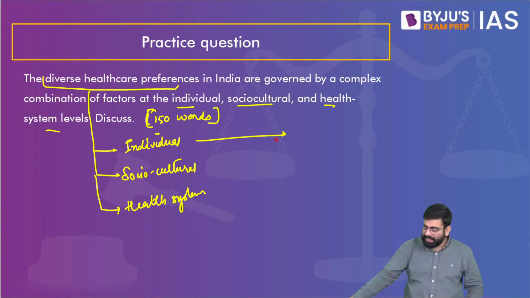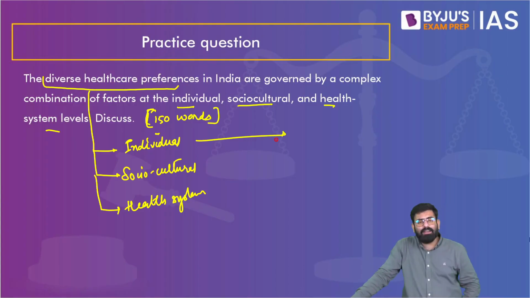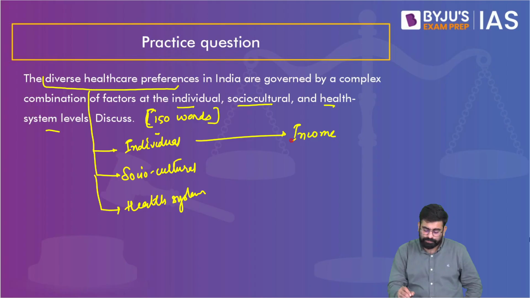On the individual level, what can shape your preferences when it comes to the healthcare system? Great. Your income, your levels of education and awareness, great.